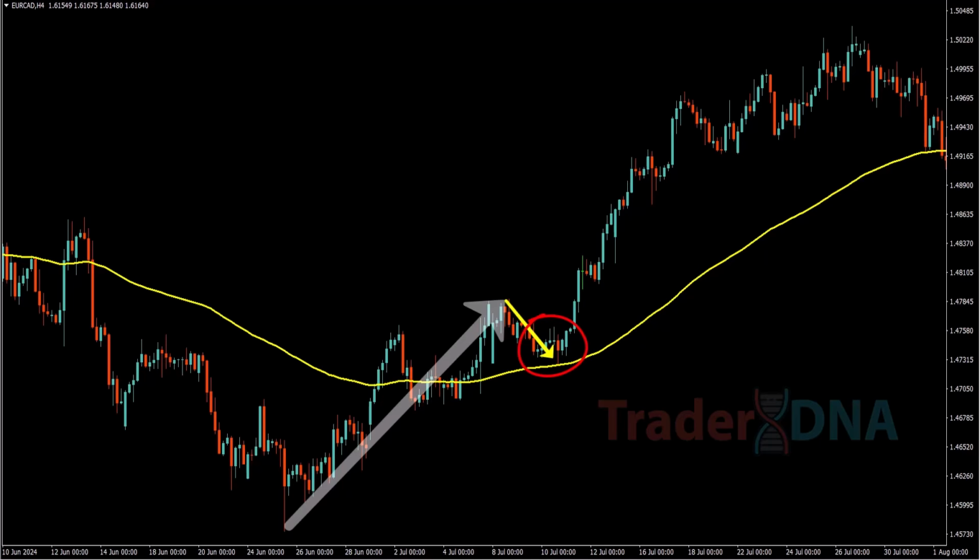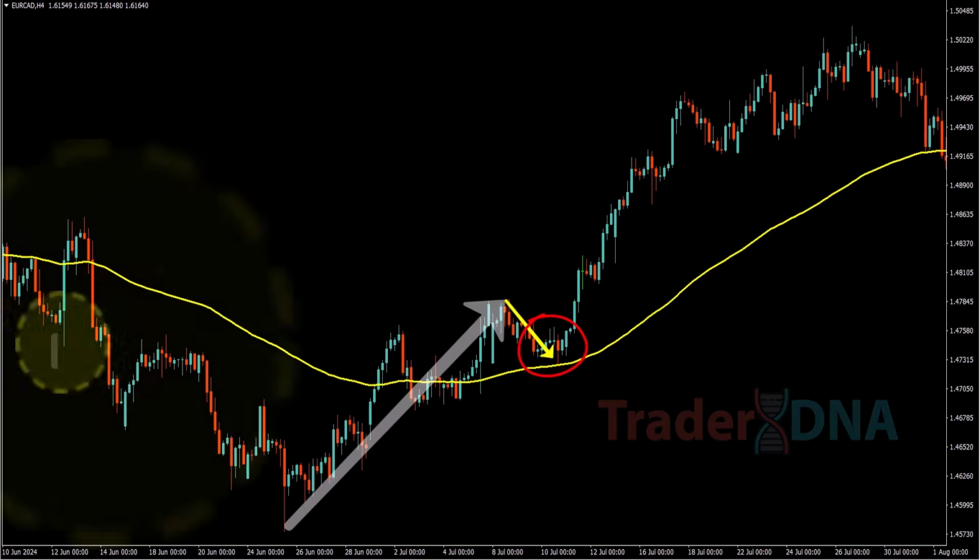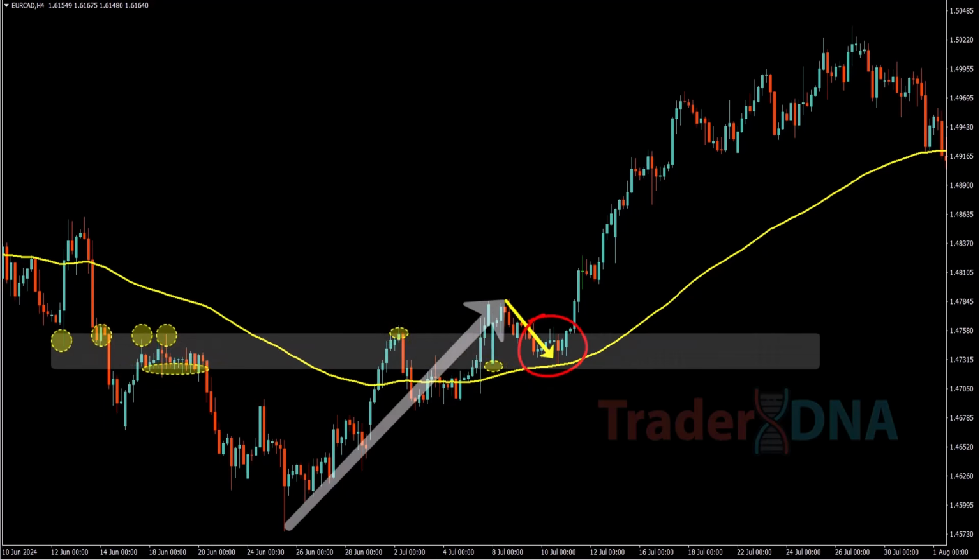The price didn't just touch the EMA, it also landed exactly on an old structure zone, one that used to act as resistance and later flipped into support. And not just once, it's been tested several times before. When you've got all of that lining up, a moving average touch, a strong support resistance zone, and a clear bounce, that's when you get one of the most accurate footable trade setups you'll ever see.